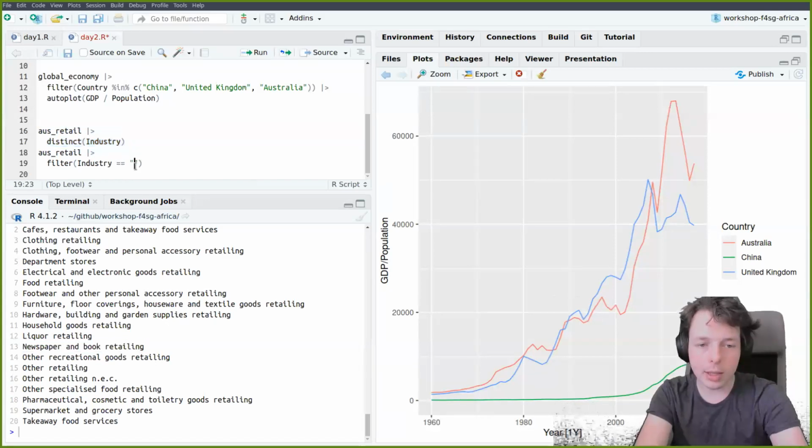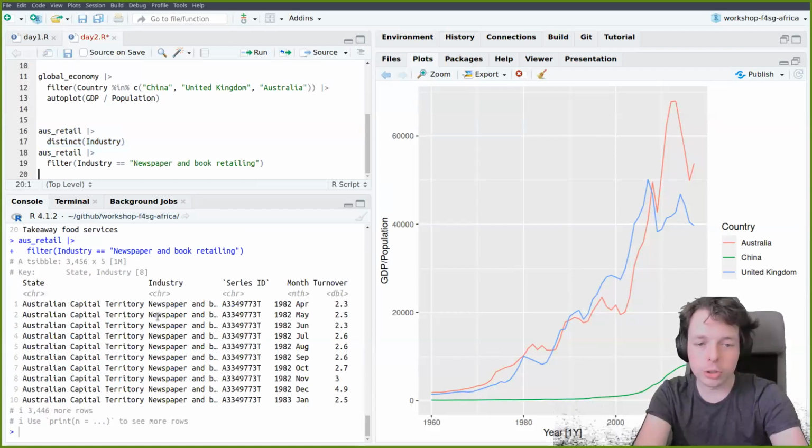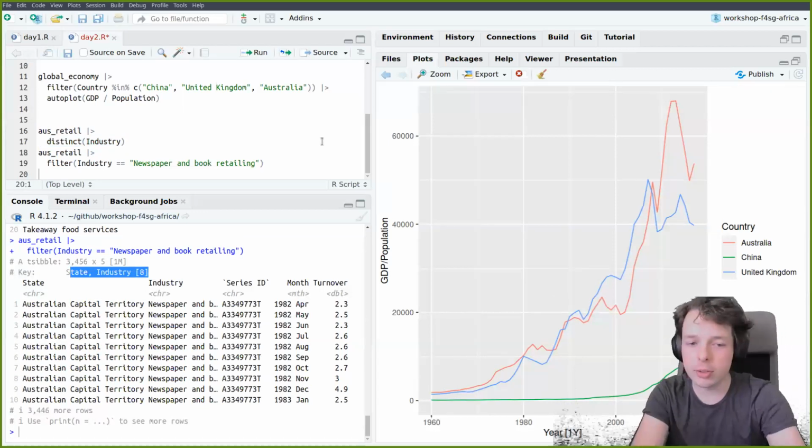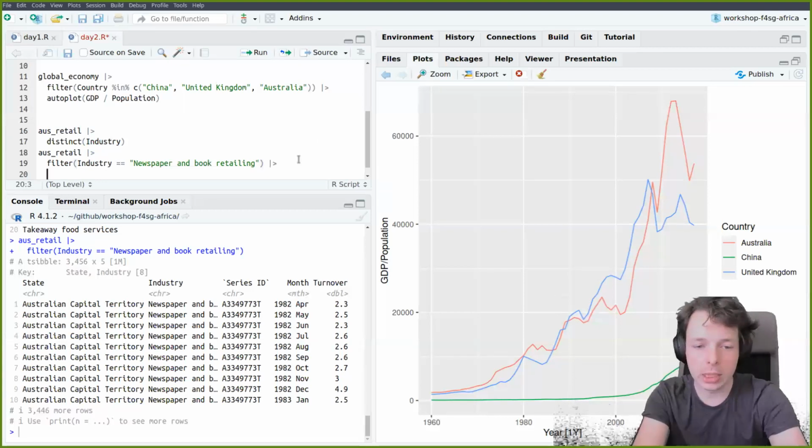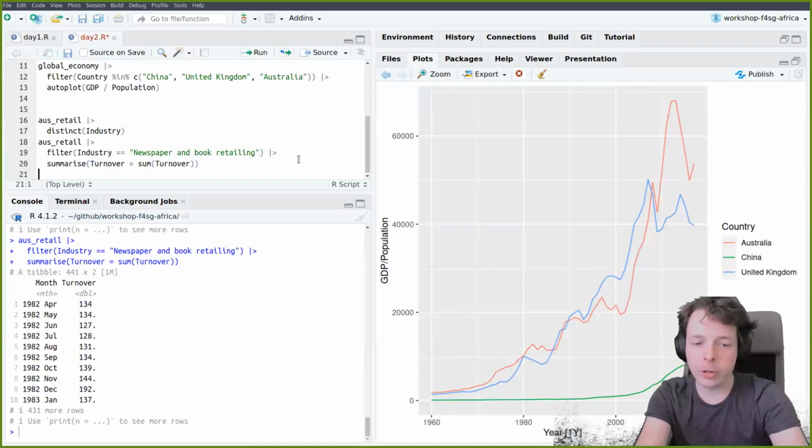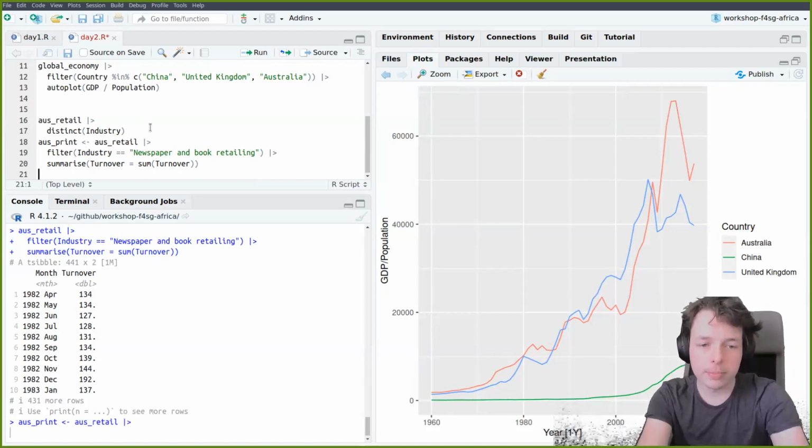So I'll copy that and filter just that industry. Now I've only got 8 time series, 1 for each of the states in Australia. And then I'm going to summarize the total turnover across all of those states. So now I have the total turnover for newspaper and book retailing in Australia. And I'm going to call this AusPrint.